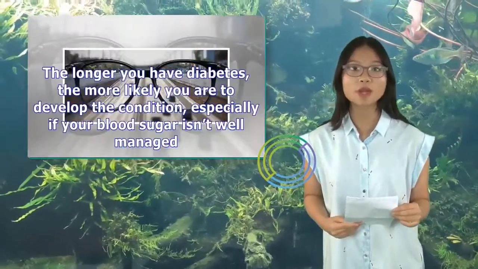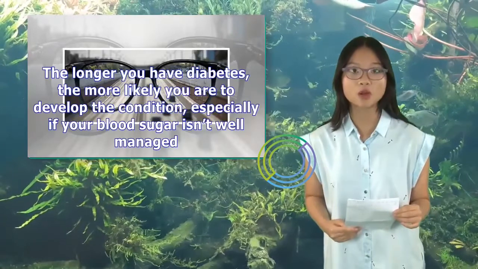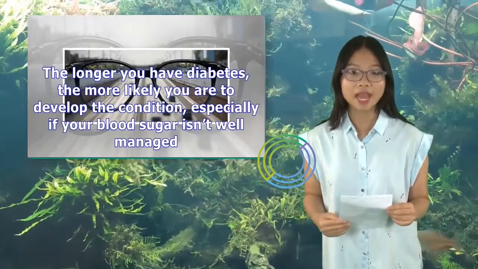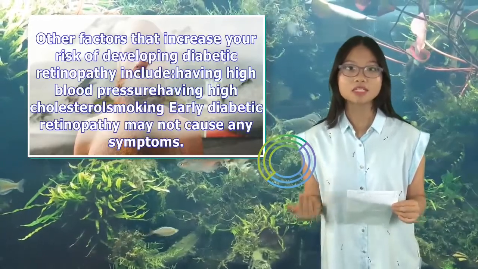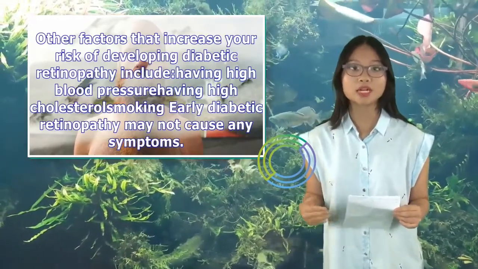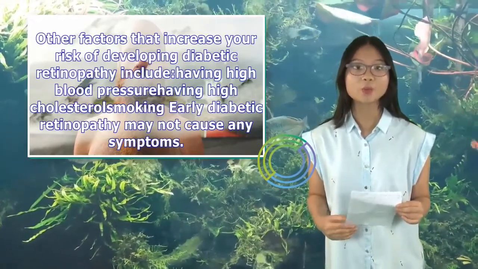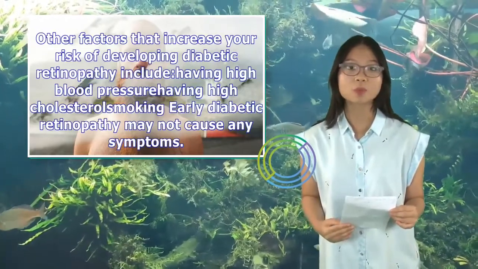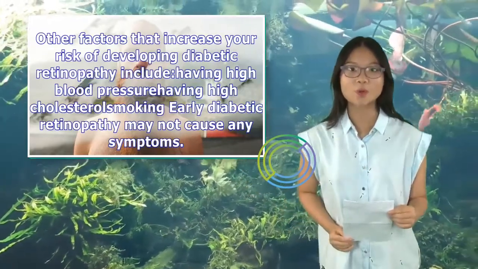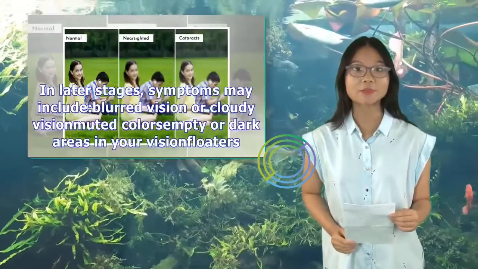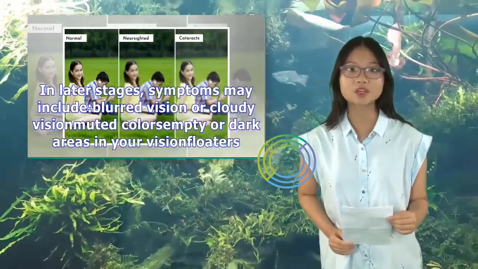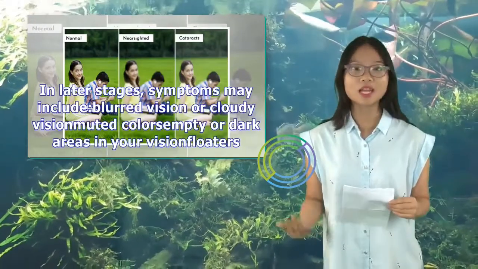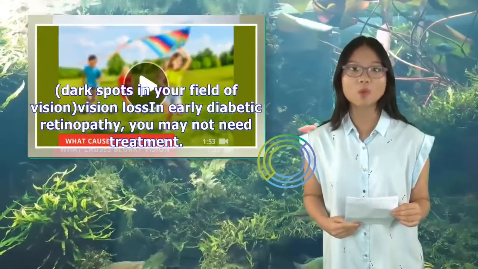The longer you have diabetes, the more likely you are to develop the condition, especially if your blood sugar isn't well managed. Other factors that increase your risk of developing diabetic retinopathy include having high blood pressure, having high cholesterol, smoking. Early diabetic retinopathy may not cause any symptoms. In later stages, symptoms may include blurred vision or cloudy vision, muted colors, empty or dark areas in your vision, floaters, dark spots in your field of vision.